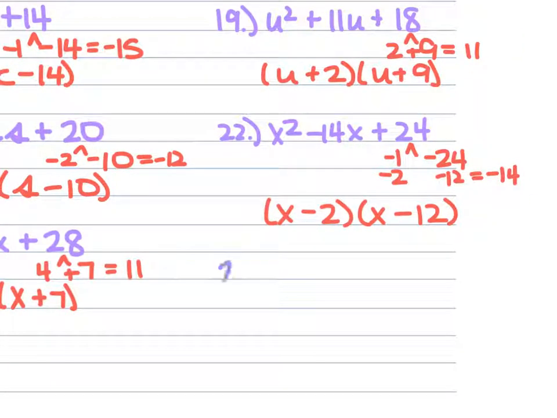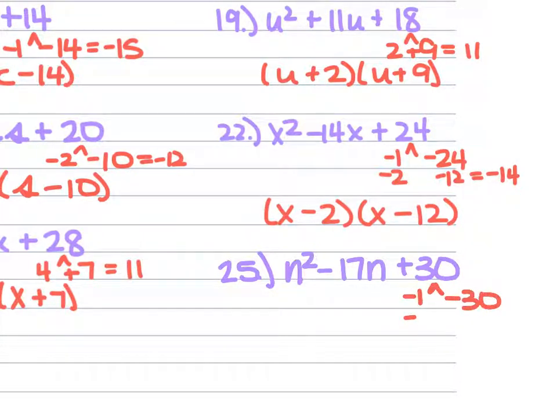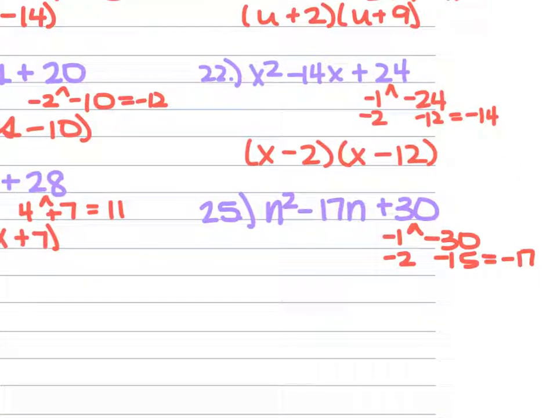And then our last one, 25, we have n squared minus 17n plus 30. So again, do the same thing. Factors of 30 that add up to be negative 17. We have negative 1, negative 30, negative 2, negative 15. That's going to give us the negative 17. So we're going to have n minus 2 times n minus 15.